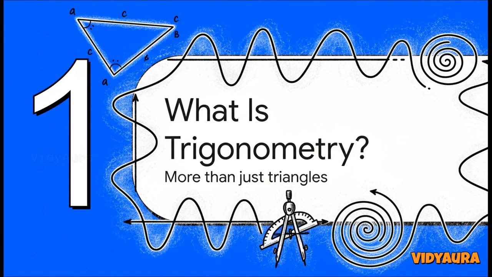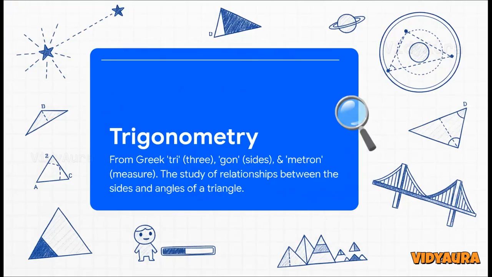Okay, first things first. What does this big, fancy word trigonometry even mean? Well, if you break it down, it's actually pretty simple. It comes from 3 Greek words: tri, meaning 3, gon, meaning sides, and metron, meaning measure. So it's literally the measure of 3 sides. It's all about how the angles and sides of a triangle relate to each other. And you know, this isn't just for exams. It's used everywhere, from building massive bridges to designing the graphics in your favorite video games.